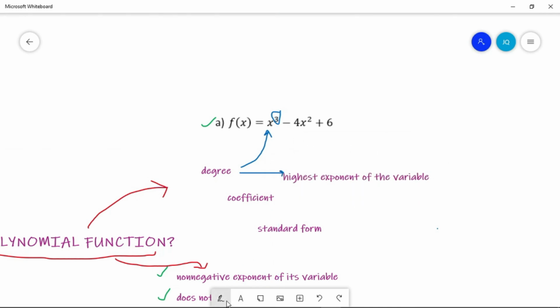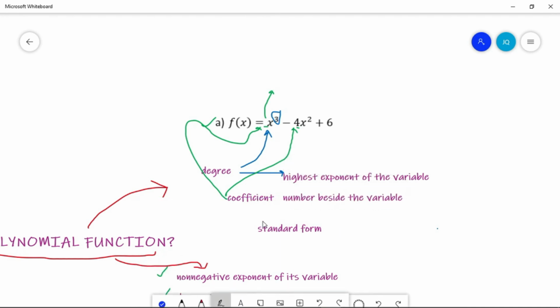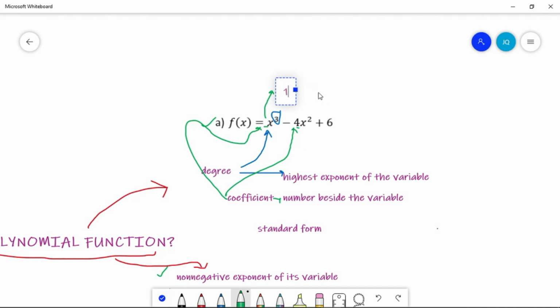And when we say coefficients, these are the numbers beside the variable. The numbers beside the variable. So in this case, the coefficients are the number beside the variable. Okay, so that's coefficient. And for this one, the coefficient is actually 1. Okay, so when you only see a variable and it doesn't have a number beside it, it means that the coefficient is equal to 1.